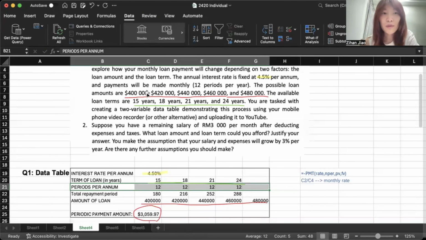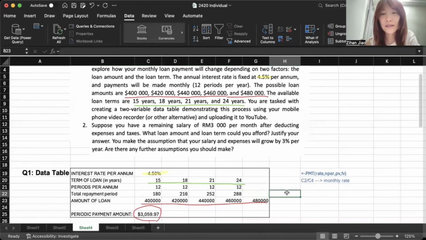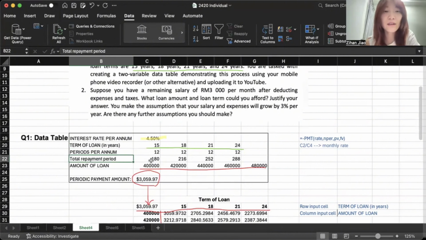Let's continue. The possible loan amounts are 400,000, 420,000, 440,000, 460,000, and 480,000. I put it in the fixed row in the table with a red underline. And the available loan terms are 15 years, 18 years, 21 years, and 24 years. I put this data in the second row of the table with a green underline. And our total payment period needs to be calculated.